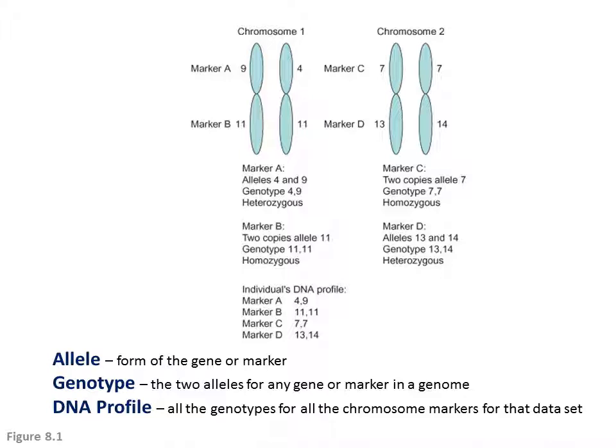Your overall DNA profile is the summation or the accumulation of all your different genotypes. So it's all the genotypes for all the chromosome markers for that particular data set.